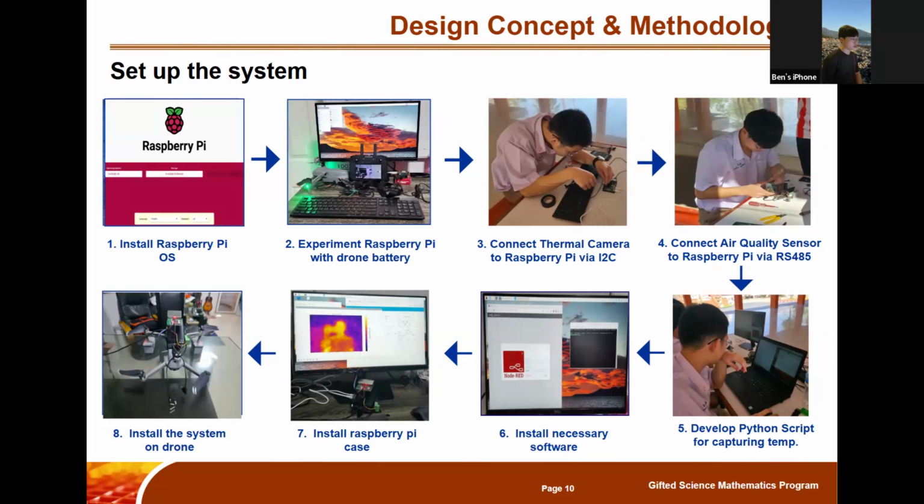For setting up the system, first we install the Raspberry Pi operating system and then we test it with our drone battery. And then we connect our sensors, which are the thermal camera and air quality sensors, to Raspberry Pi via the RS485. And then we develop the Python script for capturing temperature and other data, and then install necessary software for the data collection. And last, we install all the components on our drone system.